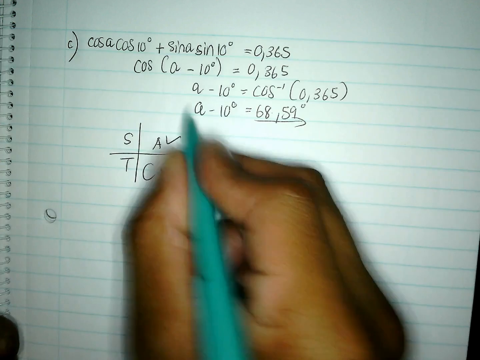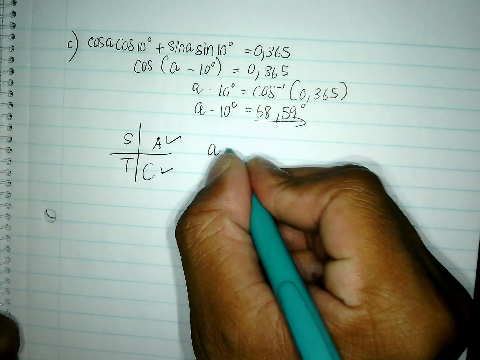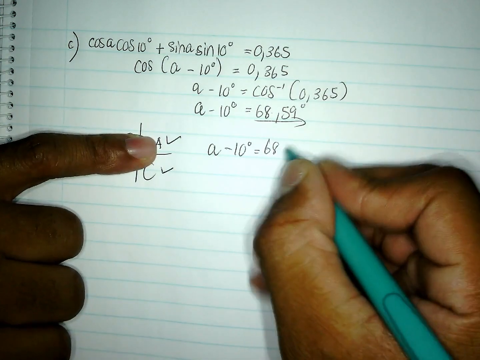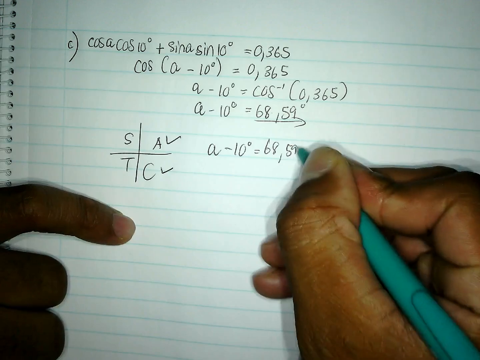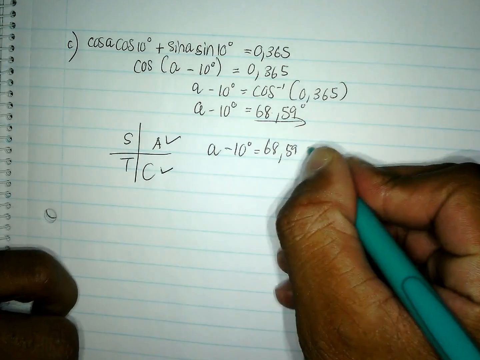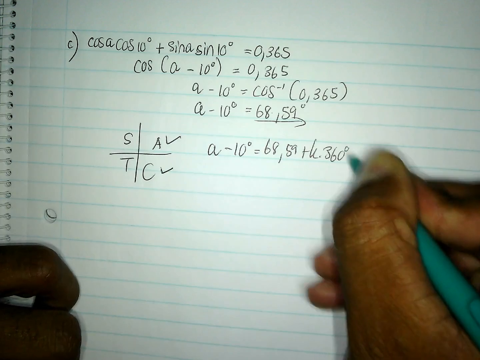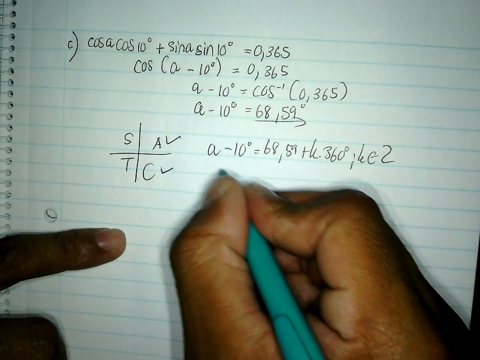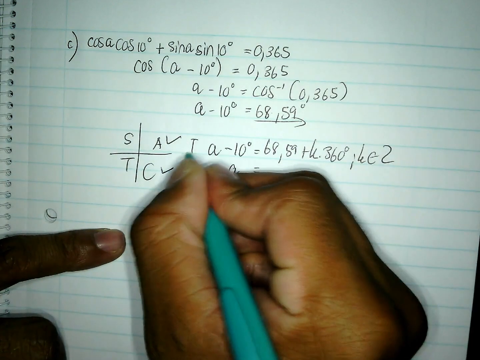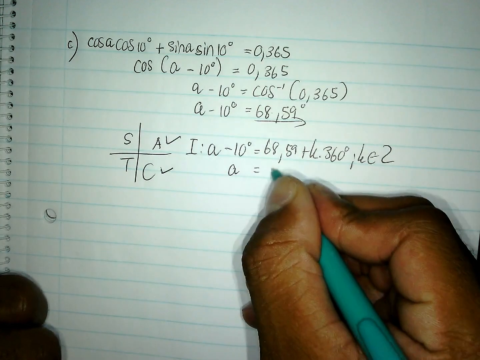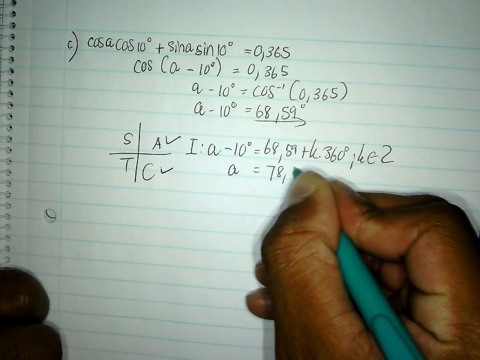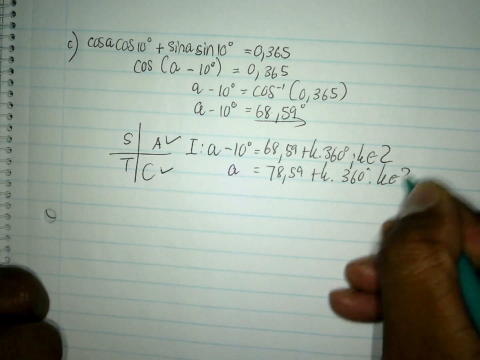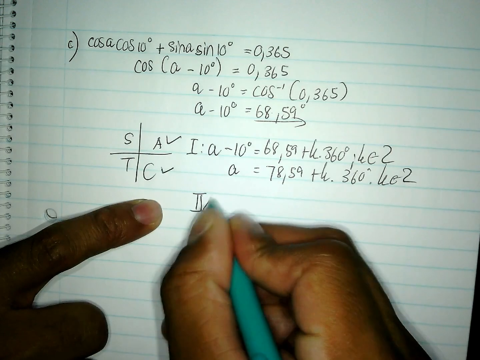So this is going to be alpha. Remember, this is the angle that is included there. So it's going to be alpha minus 10 degrees, then this is going to be 68,59 plus K 360, K is an element of integers. Then from there, you transpose 10 to the other side because we want alpha. So when you transpose, it's going to be 78,59 plus K 360. Right. Then from there, we go to the fourth quadrant.